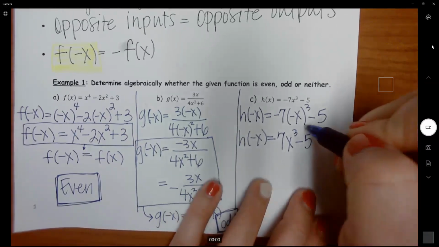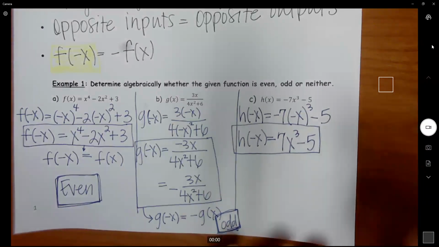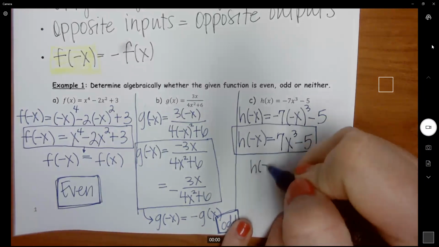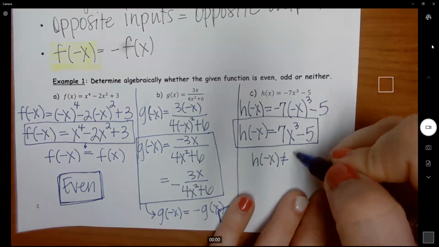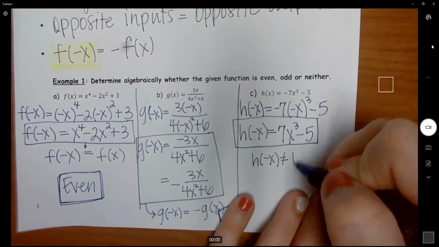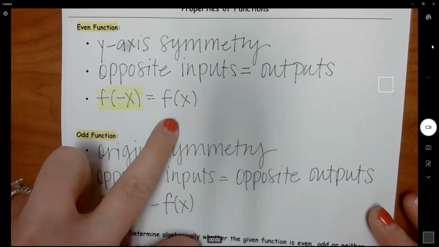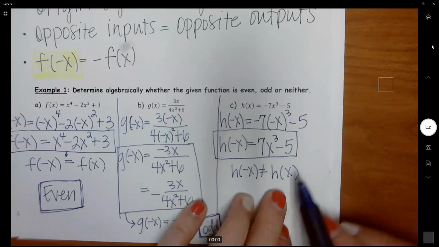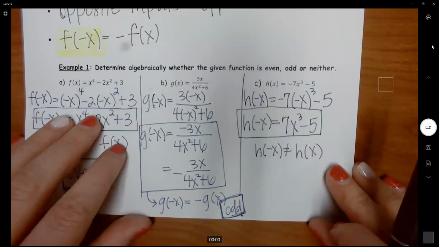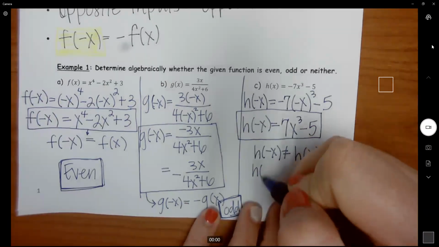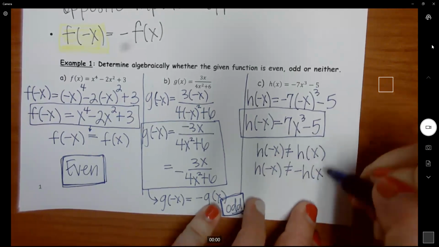This is why I want you guys to use the calculator to help you if needed. This one here, we can obviously see that h of negative x does not equal my original h of x. Okay, I'm checking for even, and I can clearly see that this does not equal the original because this is positive and this is not. H of negative x also does not equal h of x.